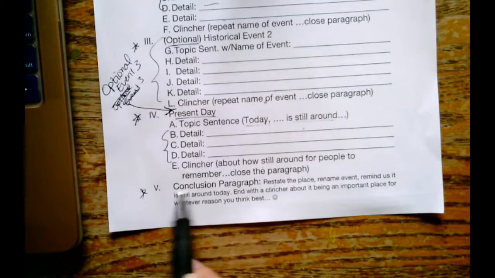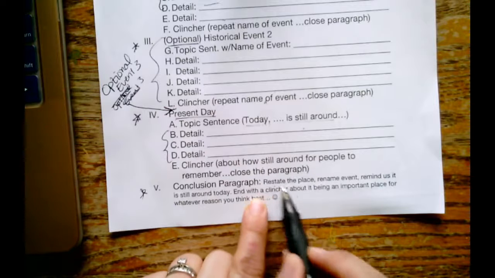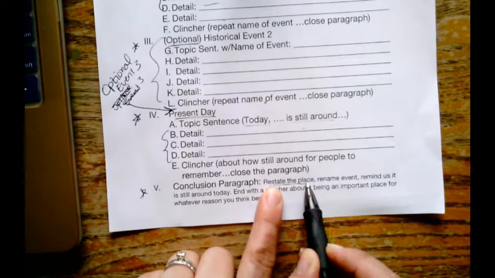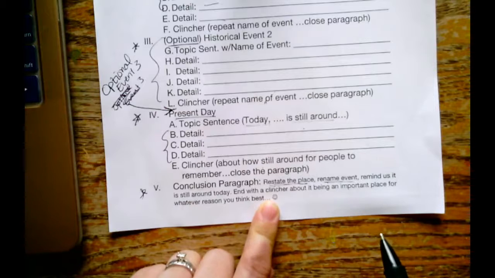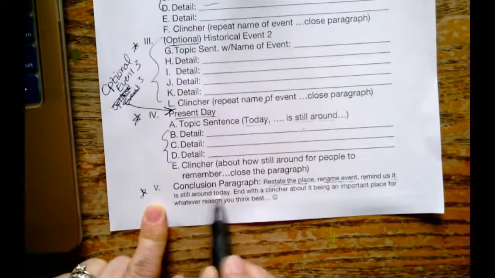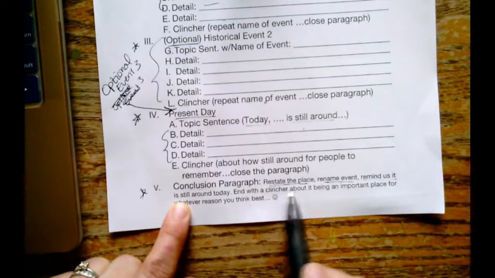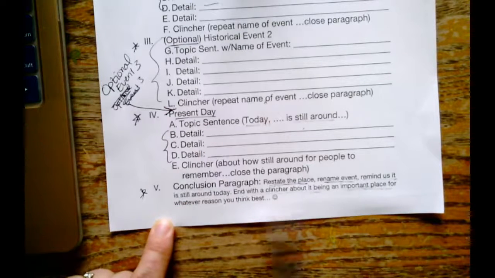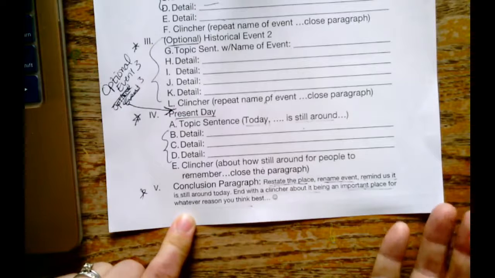Okay? And then your conclusion paragraph, I didn't do the full outline for this section. But I did remind you what goes in a conclusion. That you're going to restate that place that you were studying, the event that you talked to us about, and remind us that it's still around today. And then end with some sort of clincher about it being an important place for whatever reason you think is best. It's going to be different for every place.